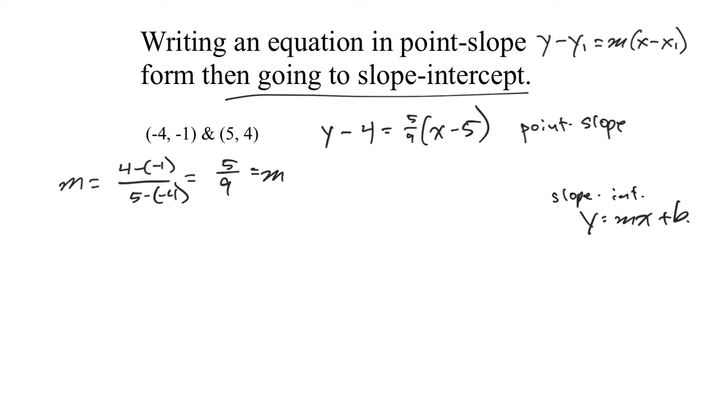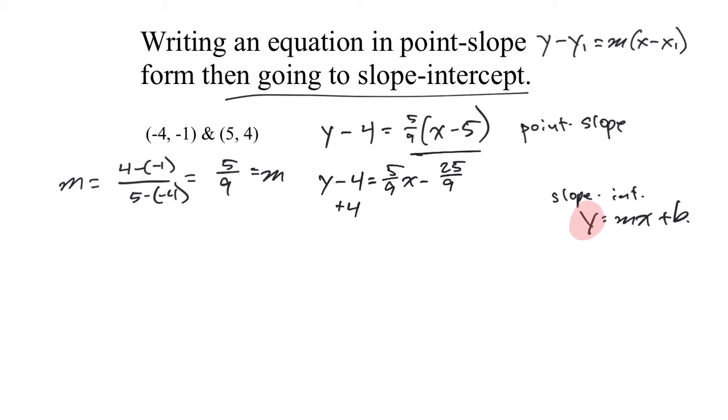It looks like we just have to solve for y. So remember literal equations when we had more than one variable? That's what we're doing now. So first, let's simplify the right-hand side. So I'm going to rewrite the equation, y minus 4 equals 5 ninths x minus 25 over 9. 5 ninths times negative 5 is negative 25 over 9.